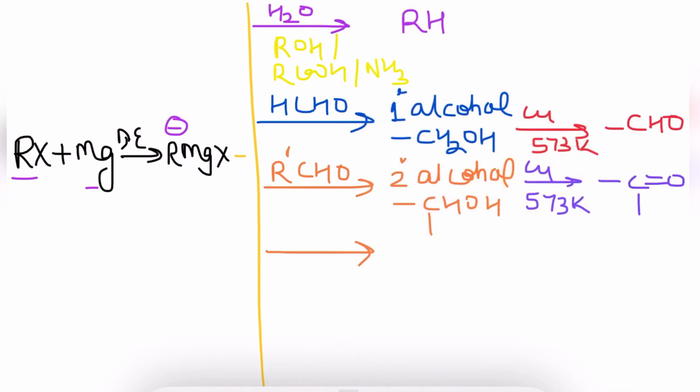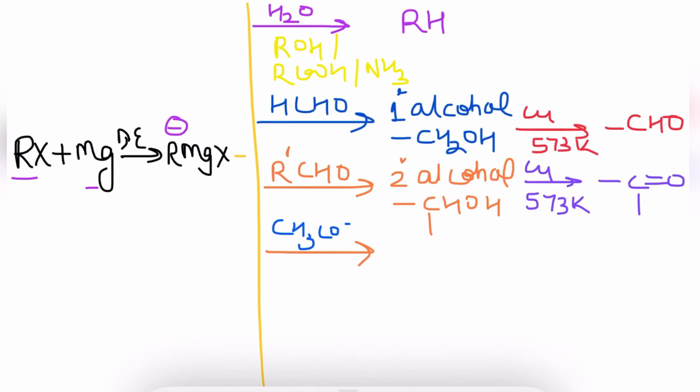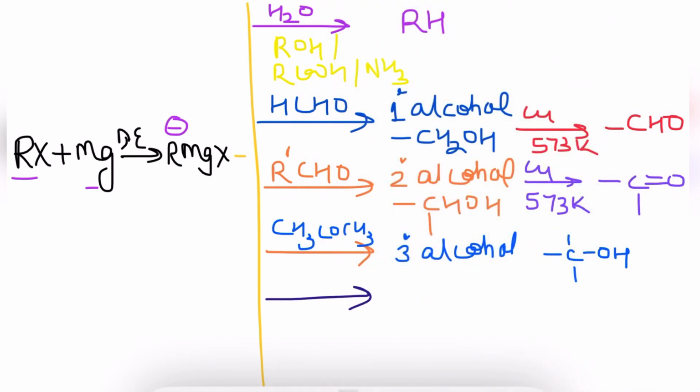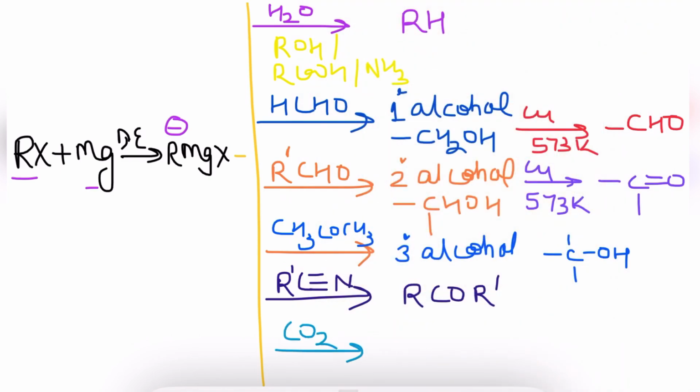Ketones, CH3COCH3, with Grignard reagent change into tertiary alcohol. Tertiary alcohol is carbon surrounded by 3 alkyls. Grignard reagent with nitriles gives ketone. And last, Grignard reagent with carbon dioxide produces carboxylic acid.